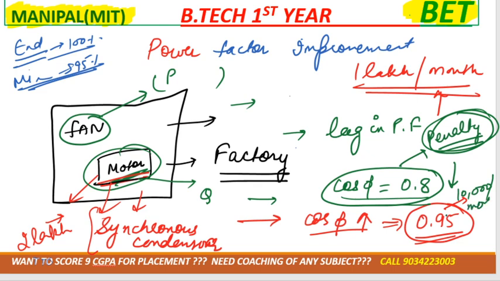ओके कि तुमने एक डिवाइस यूज कर अपनी फैक्ट्री में सिंक्रोनस कंडेंसर, that improves the power factor from 0.8 to 0.95 and that reduces your penalty from 1 lakh per month to 10,000 rupees per month. So which option will you choose? Paying 1 lakh to the government per month or paying 10,000 per month to the government? Tell me. 10,000 now, so that's what you are using to improve the power factor.